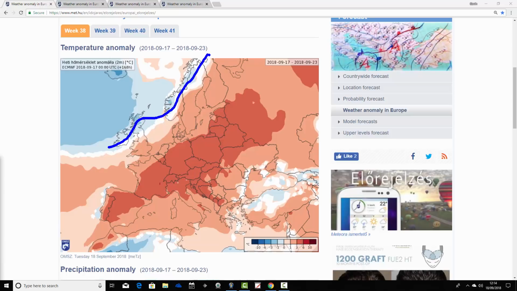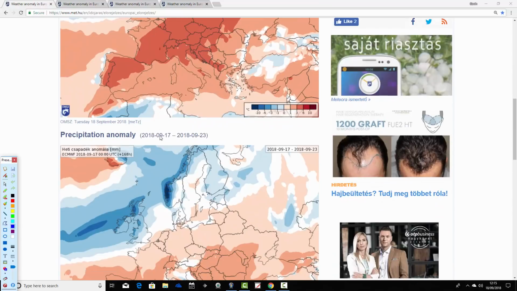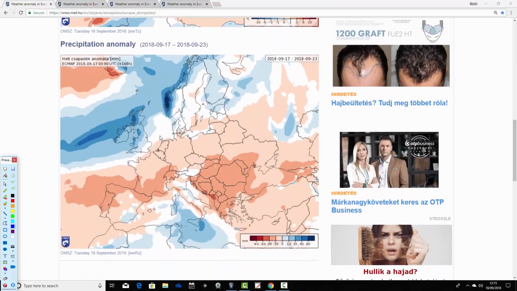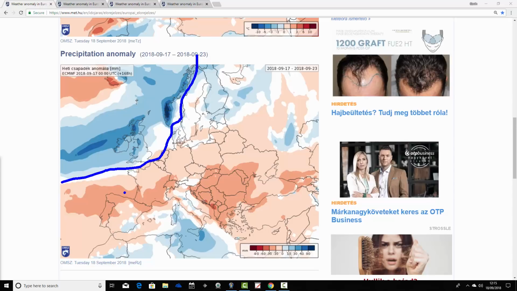Really the only places in Europe, and I suppose down across North Africa as well, a little bit cooler than average for North Africa, but most places it is a warm scene in the week ahead from the 17th to the 23rd of September. Much more unsettled in the northwest of Europe this week as well. Significantly wetter than average, or above average, with precipitation quite significantly so for Norway, and also going down into the UK and Ireland as well.